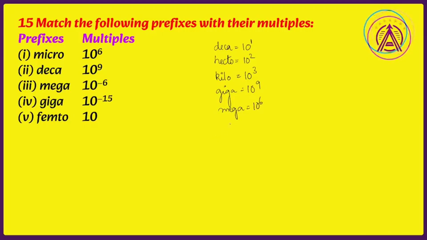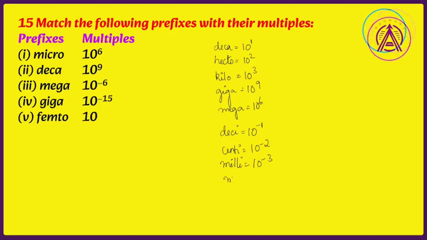And then when we come to submultiples, okay, we have deci. So deci means divided by 10. So it is 10 to the power minus 1. Centi. Centi means 100 times less. So it's 10 to the power minus 2, centimeter we say. Milli. Milli is nothing but 1000 times less, that is 10 to the power minus 3.